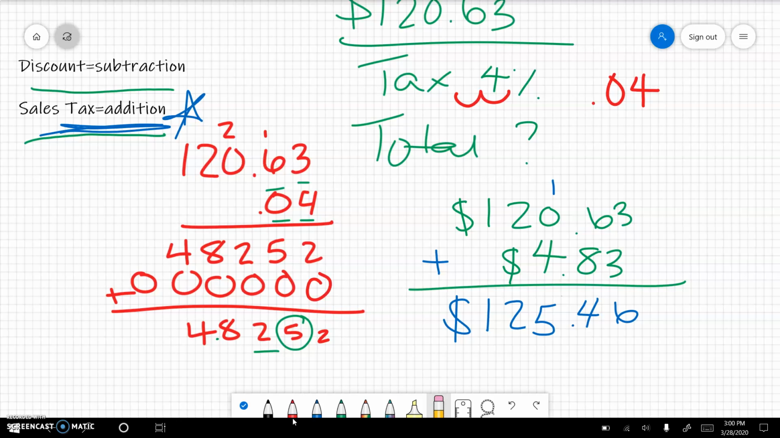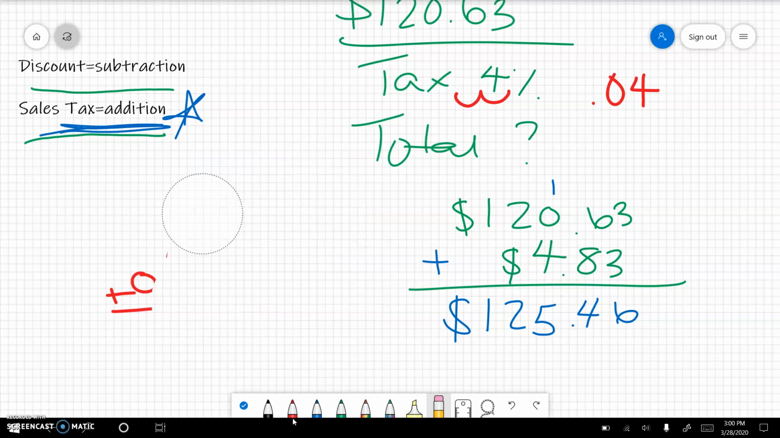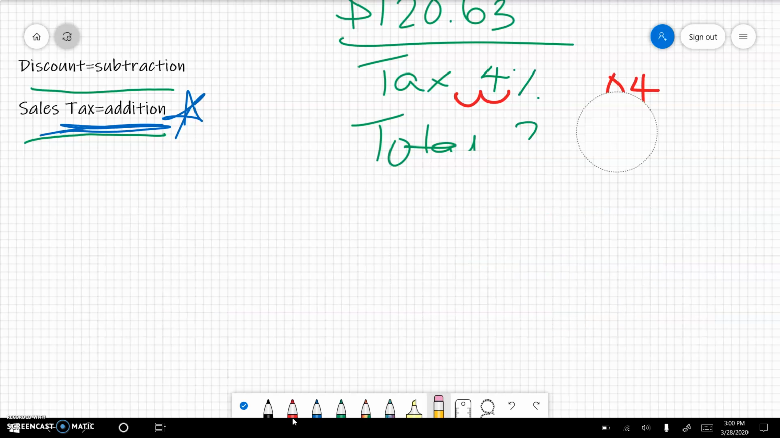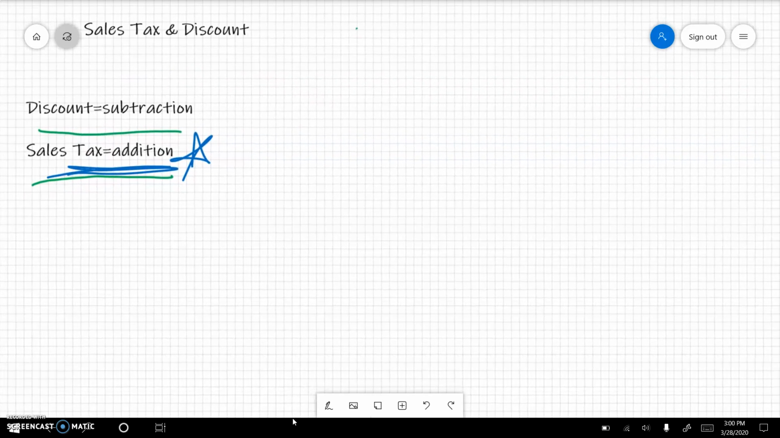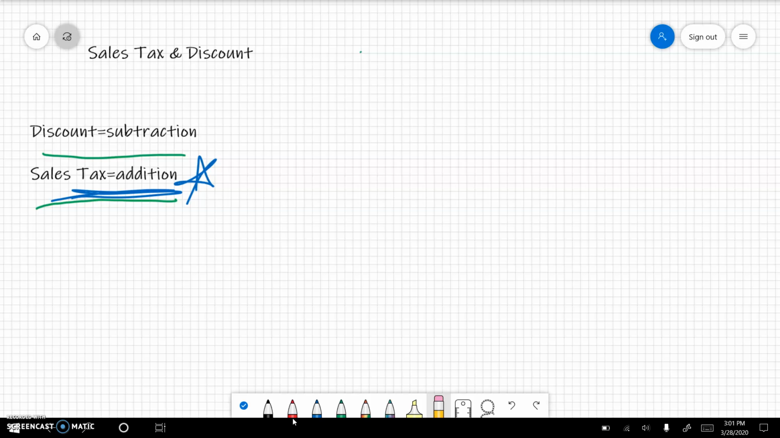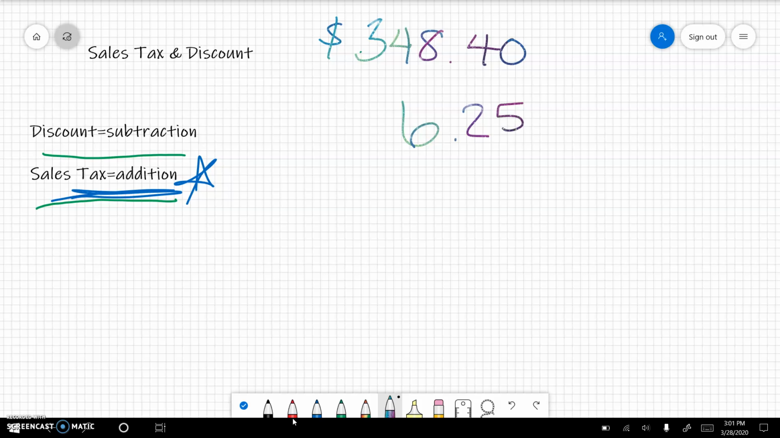Okay, we're going to do one more sales tax question. So I did 2 examples of discount, and now I will have 2 examples of sales tax. So let's see. We are going to do $348.40 with a sales tax of 6.25%. And what is my total? So this is, I better put the word tax here so we realize what we're doing.